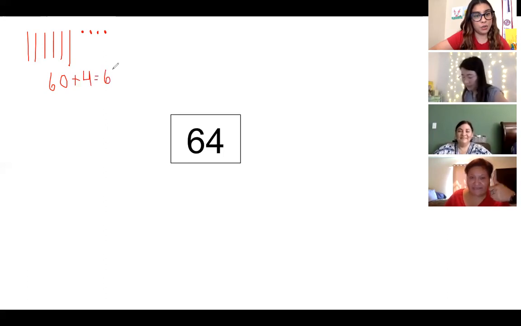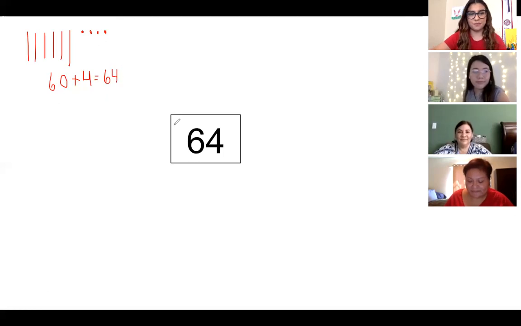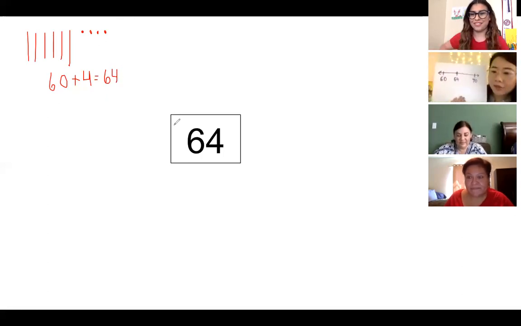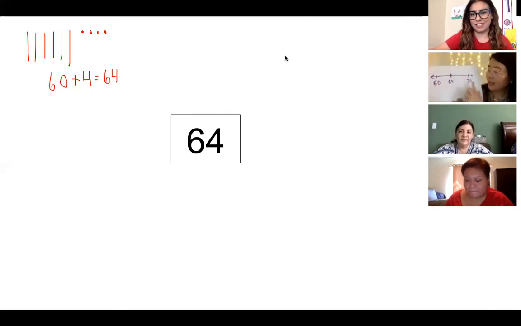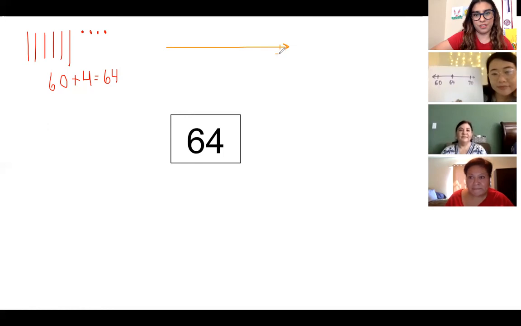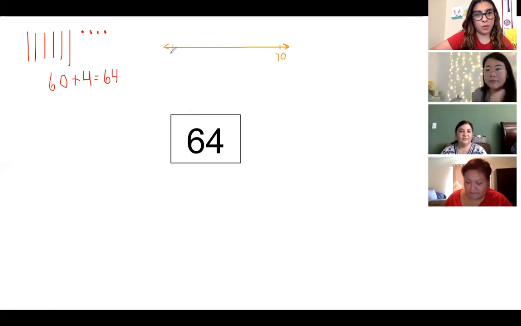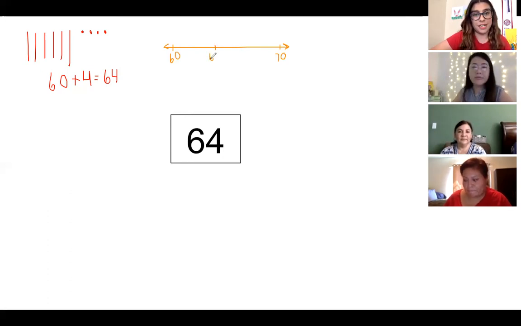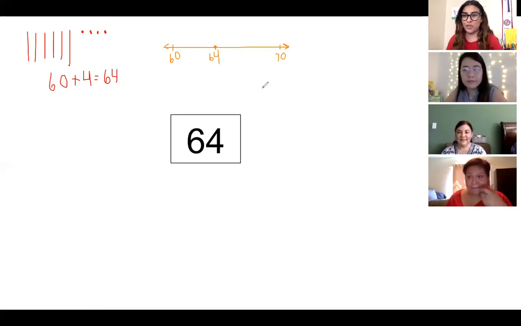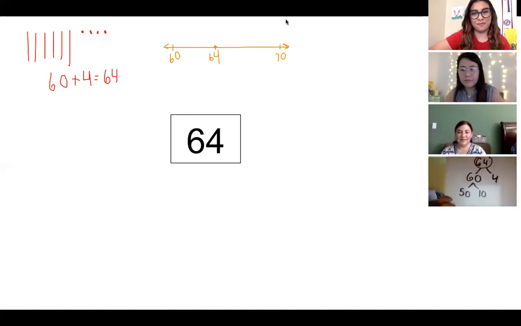Thank you, Ms. Hernandez. Ms. T, can you show your visual representation of 64? I did a number line and I knew that 64 is in between 60 and 70. So I just drew 60 on this side and 70 on this side, and I put 64 a little bit closer to 60. Perfect, beautiful. So you're using a number line to help represent your number. And so we have 60 on one side, 70 on the other, and your 64 is not halfway because that would be 65. It's a little bit more towards that 60, 64.